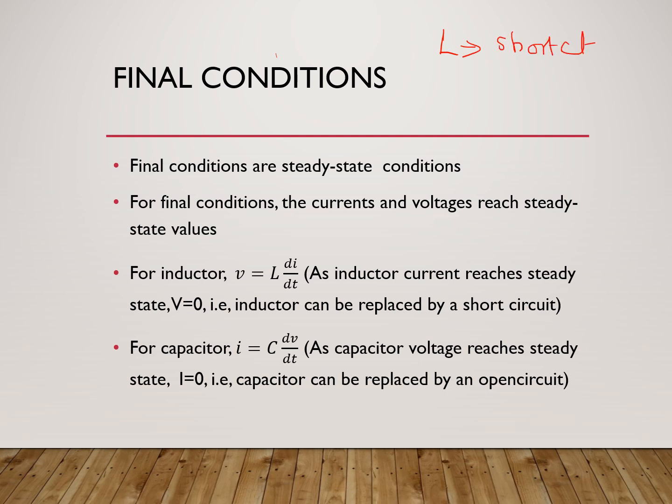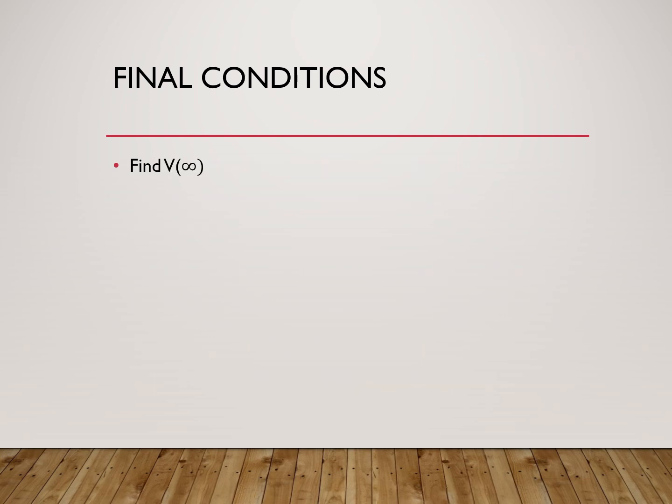So the final conditions are steady state conditions. Capacitance is replaced by an open circuit. This is how you do it, and it is very crucial that you understand this and use it when you are solving such problems. You replace the inductor with a short circuit under final steady state conditions, and the capacitor with an open circuit.